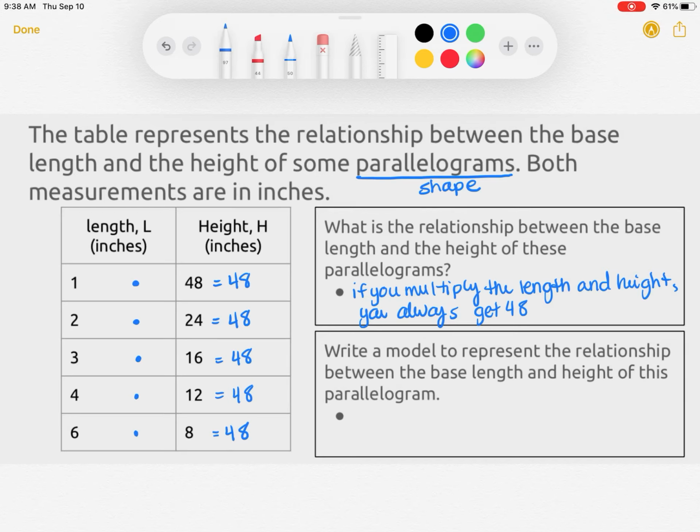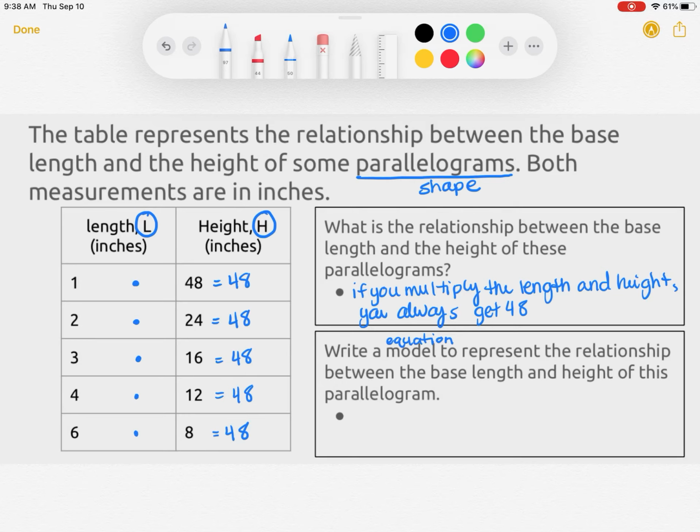Now we just need to write a model to represent the relationship. So we're trying to write an equation. When I see model, I know that means I need to write an equation. And luckily, I already have some variables, right? I already know the length, we're using the variable L, and the height, we're using the variable H. So now I just need to take the words I already said, which was if you multiply the length and height, you always get 48, and put that into an equation.